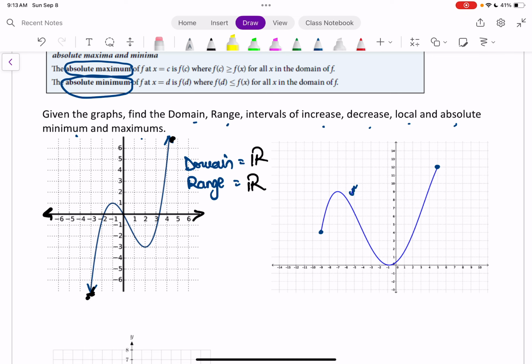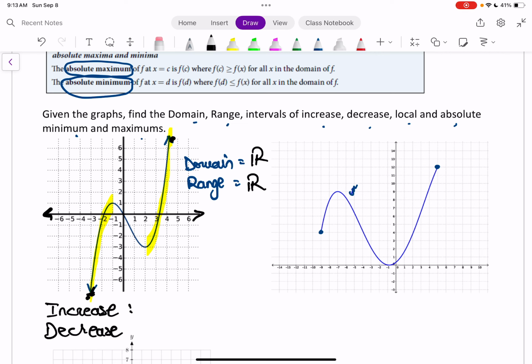Let's go back to the intervals of increase. Where is this function increasing? It's heading up at first, and then it's heading up this way as well. So increase, I'll write it down below, versus decrease.